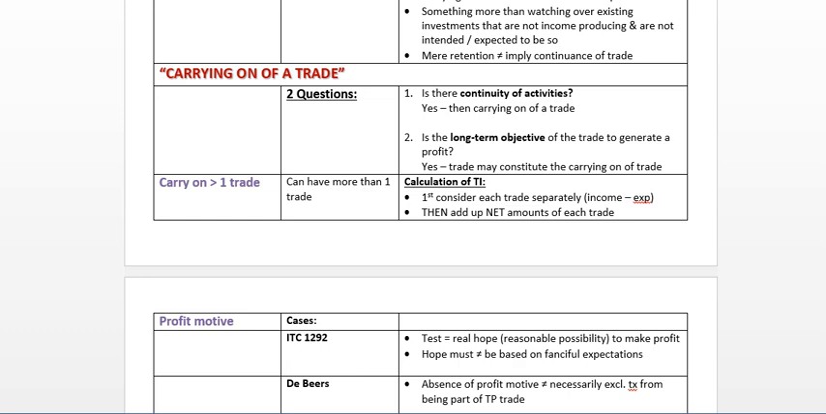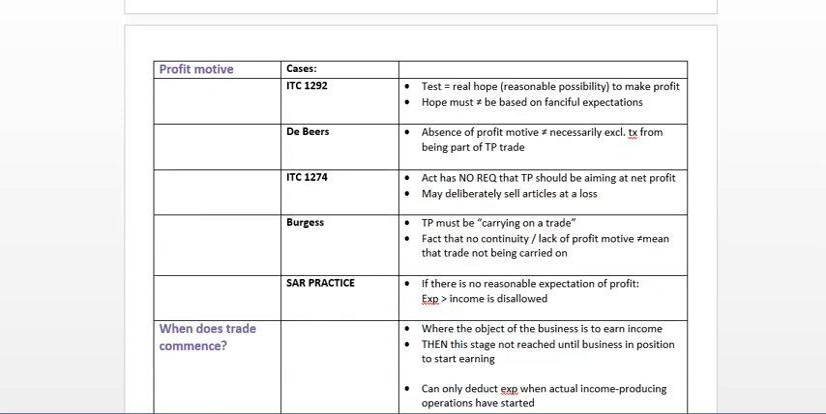So carrying on of more than one trade, you can have more than one trade. You just need to basically split them up and add up the net amounts of each trade. Okay, so you need to look at them separately, so income minus expenditure, and then you're going to add them together. Okay, as we mentioned above, there has to be a profit motive.